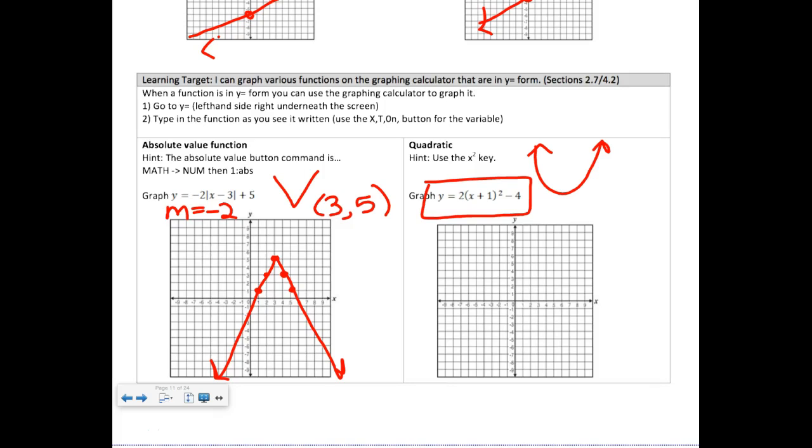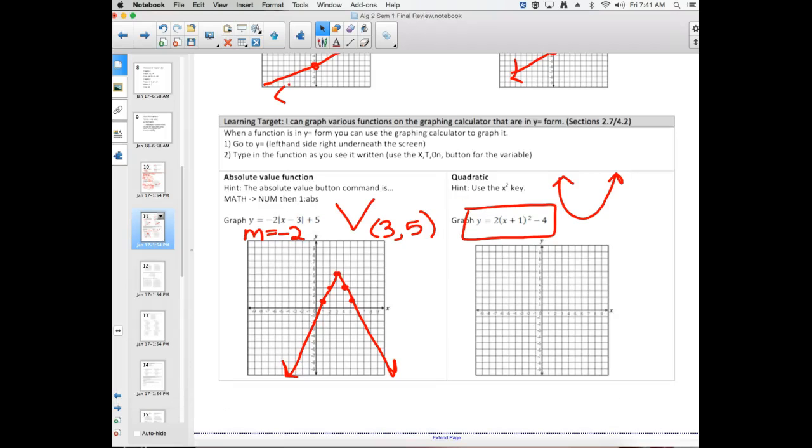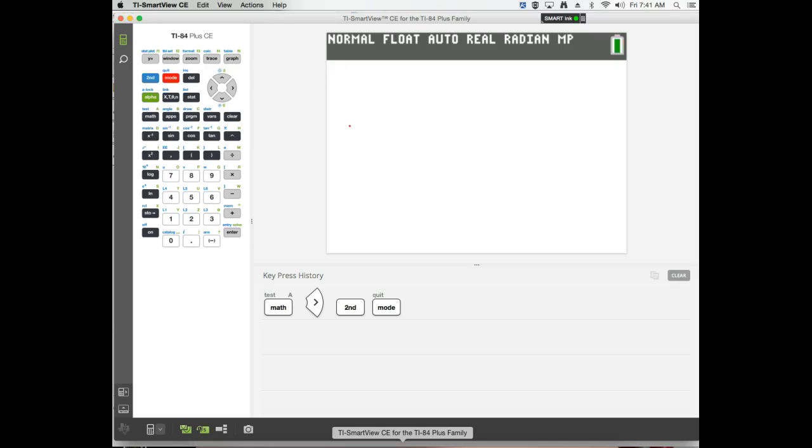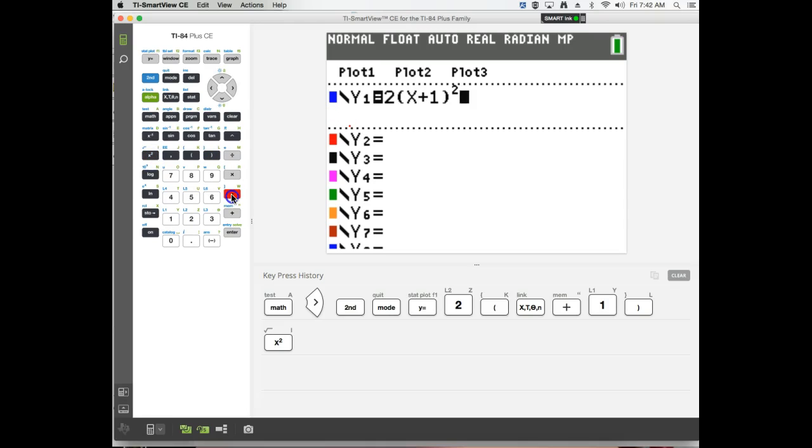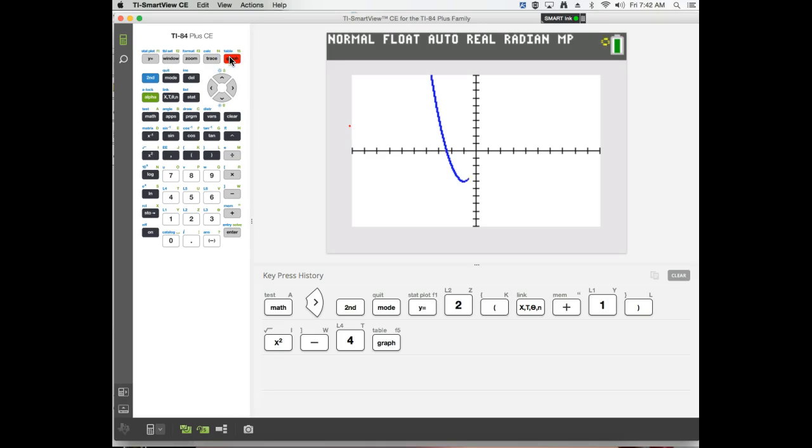All right, to be able to graph anything at all, we have to push the y equals button. Oh, shoot. Oh, here it is. All right, so I'm going to hit the y equals button. Okay, and I'm just going to plug in our equation just as I see it. So I see there's a 2, there's a parentheses, we have x plus 1, and that's squared, minus 4. Okay, and then I'm just going to hit graph, and now we have a parabola.